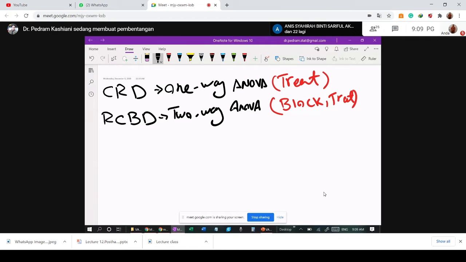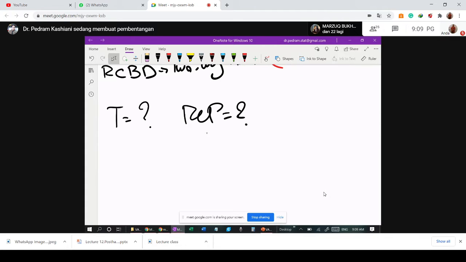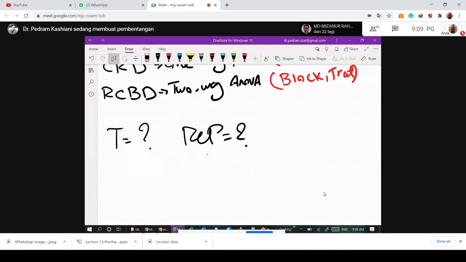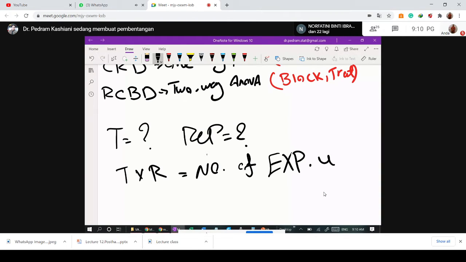One, how many treatments I have. Two, how many times I want to repeat these treatments. So number of treatments equal to how many, and number of replication equal to how many. These two pieces of information, you have to know as the first things. So once you have this information, T times R will give you the number of experimental units.